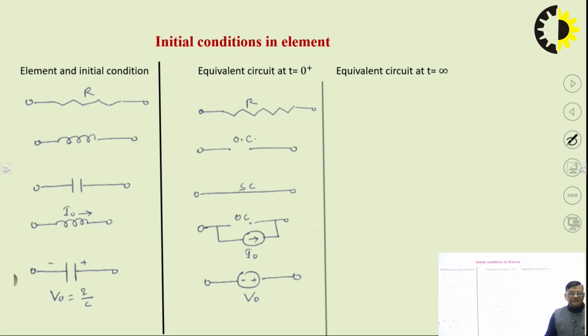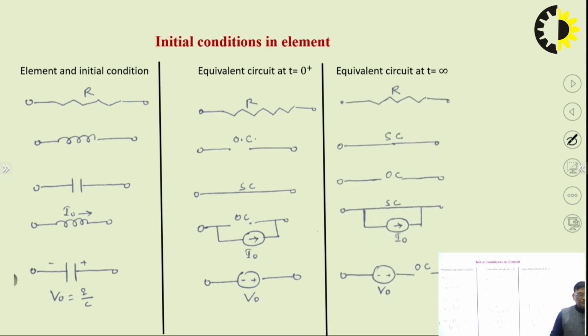Similarly, we can represent the circuit at t equal to infinity. At t equal to infinity, the inductor behaves as a short circuit and the capacitor behaves as an open circuit. If the inductor has some current, it is represented by this: a short circuit, that is, zero impedance, together with a current source having the initial current that the inductor had. And this is the open circuit with the open circuit voltage V 0.